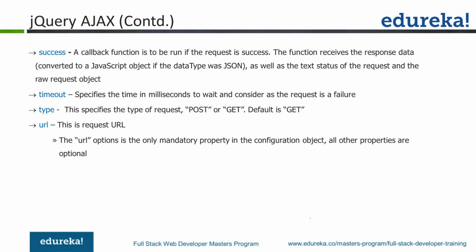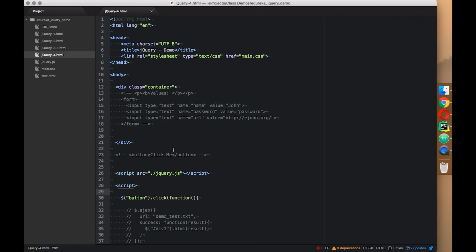Now URL is the request URL, of course. So nothing happens without this. It is a mandatory option. Everything else is optional. So let's do a quick example, okay? Let's do a quick example.